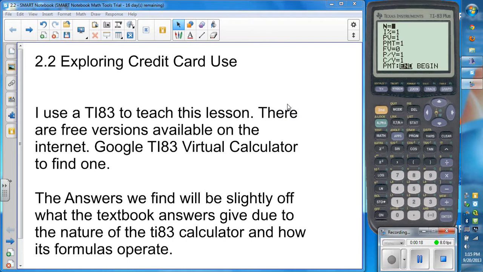The answers we find today will be slightly off what the textbook answers give due to the nature of the TI-83 calculator and how its formulas operate. And we can't use our calculator that's on the Moodle because it doesn't have compounding daily as an option. So we're just going to use the TI-83 calculator and make do.